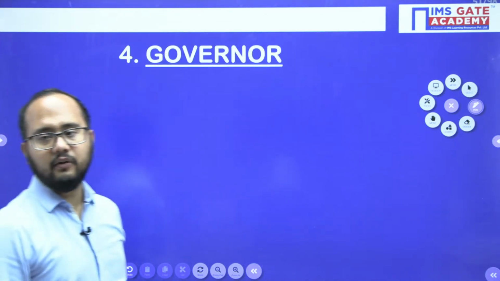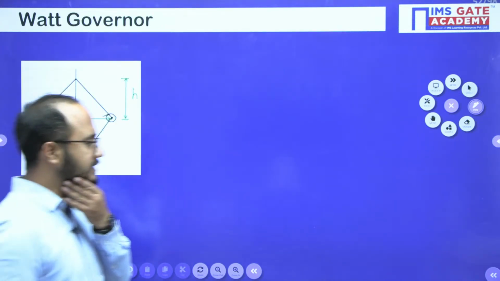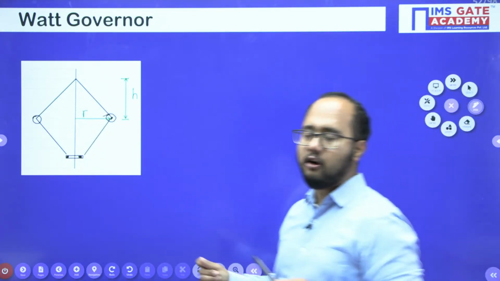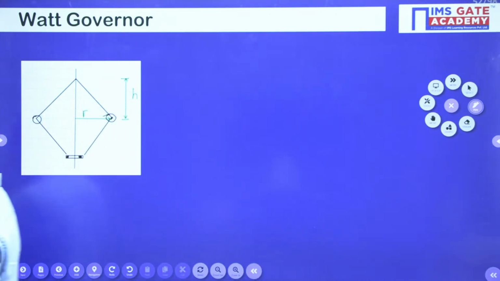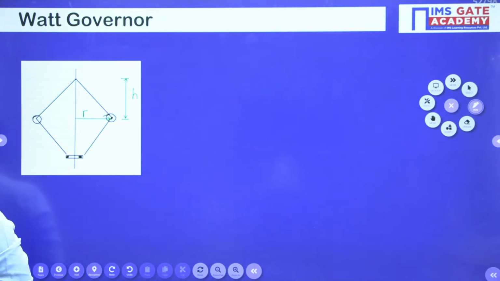Next thing, the governor. So governor is one of the most important parts, guys. We'll discuss different governors one by one. Okay, so first the Watt governor. Tell me the formula for the calculation of the speed of rotation here. Everyone please tell me the formula for the speed of rotation for the Watt governor case. See, it is one of the most basic forms of the governor, guys, and very easy also.